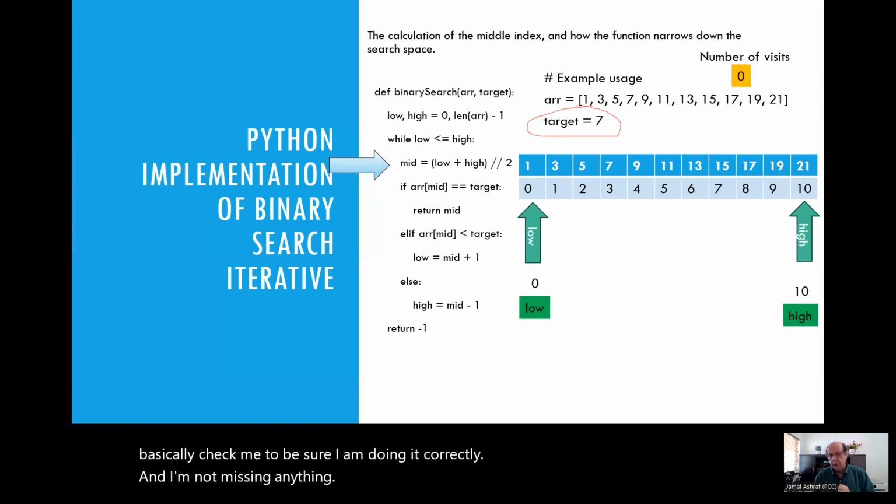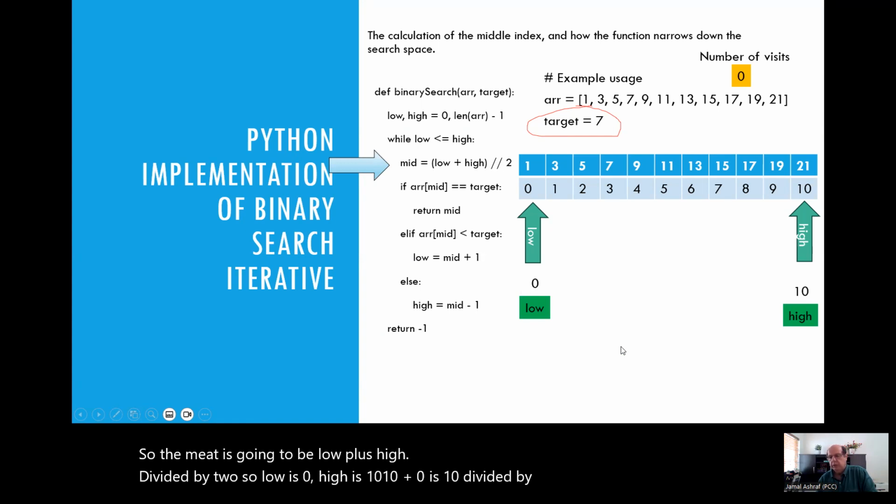So the mean is going to be low plus high divided by 2. So low is 0, high is 10. 10 plus 0 is 10, divided by 2 is going to give you 5. So my mean is going to be 5.